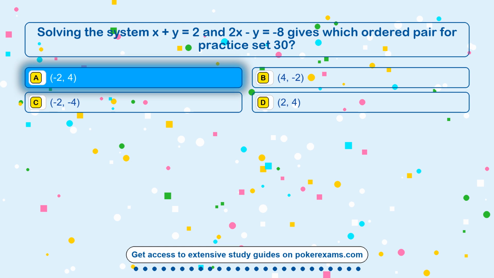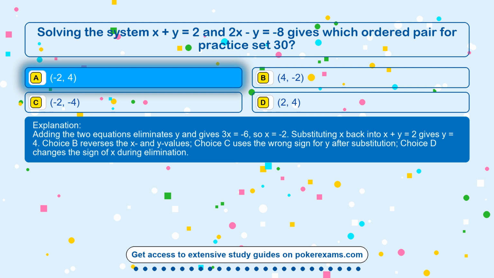The correct answer is option A. Minus 2, 4. Adding the two equations eliminates y and gives 3x equals minus 6, so x equals minus 2. Substituting x back into x plus y equals 2 gives y equals 4. Choice B reverses the x and y values, choice C uses the wrong sign for y after substitution, choice D changes the sign of x during elimination.